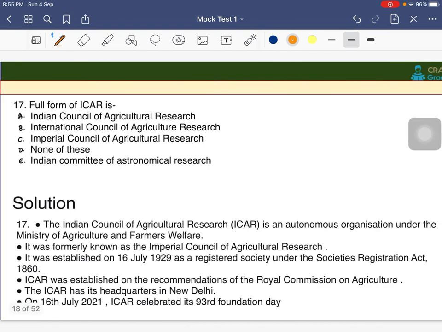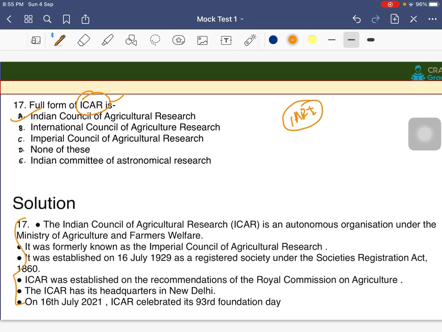The full form of ICAR. This is a very simple question to be answered. IARI is the Indian Agricultural Research Institute, and ICAR is the Indian Council of Agricultural Research. Please note down these points. They are very important and very basic to be answered.